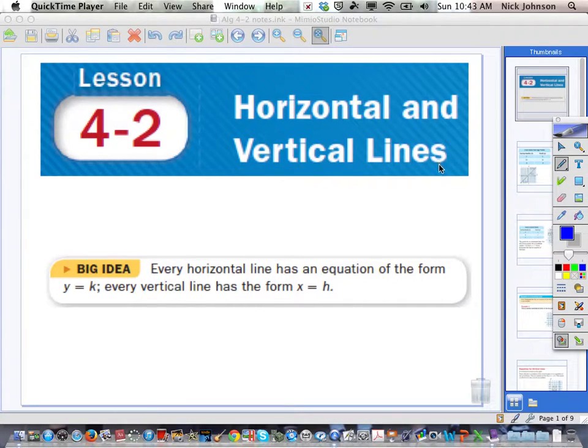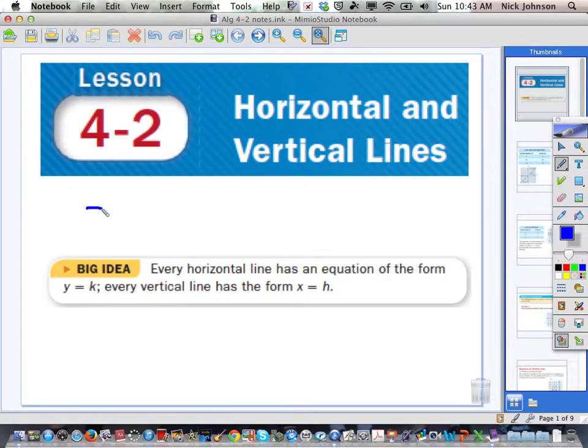Lesson 4-2, horizontal and vertical lines. The big idea is every horizontal line has an equation of the form y equals k, and every vertical line has the form x equals h. Let me show you a picture.